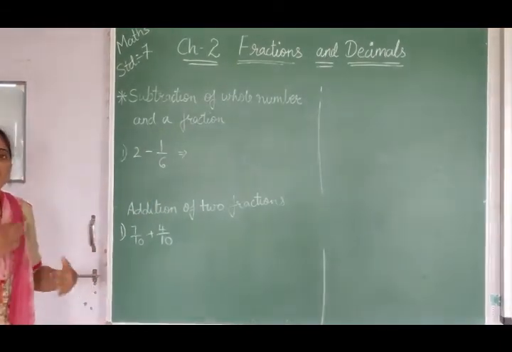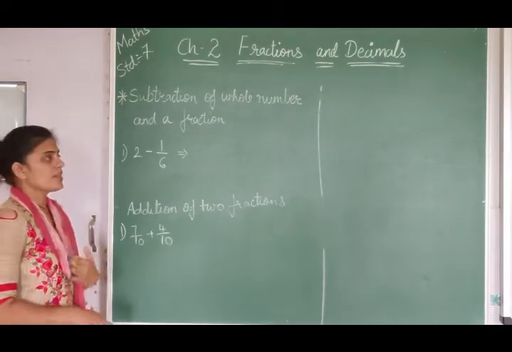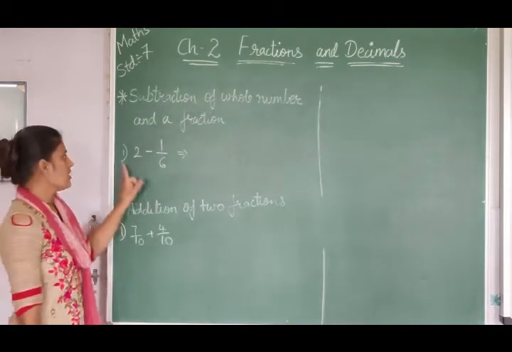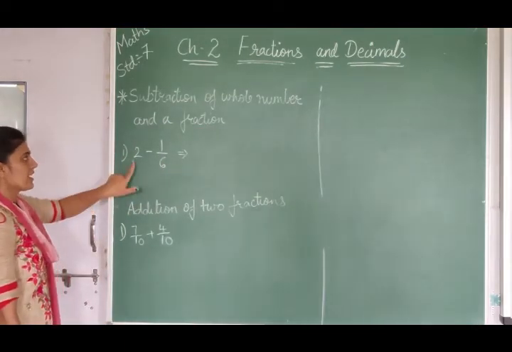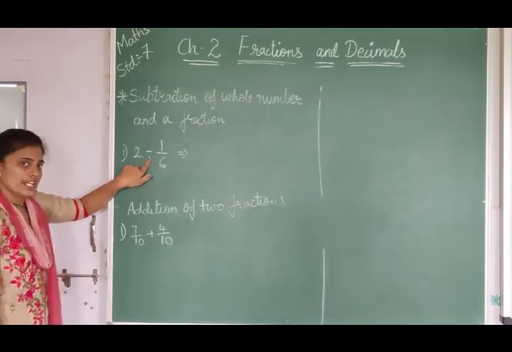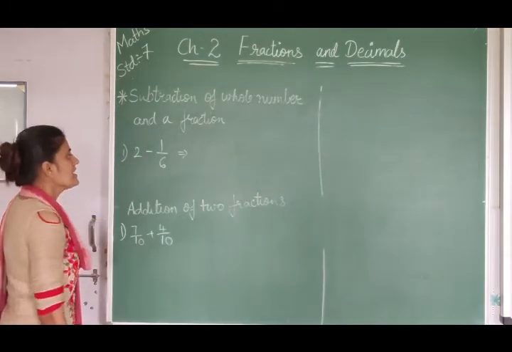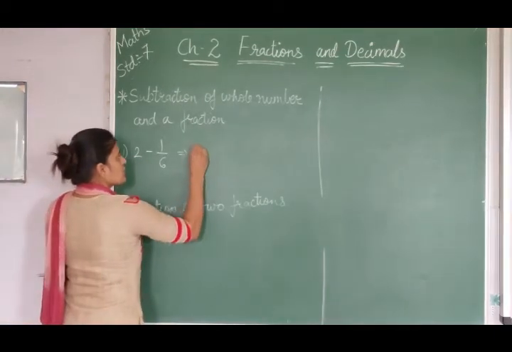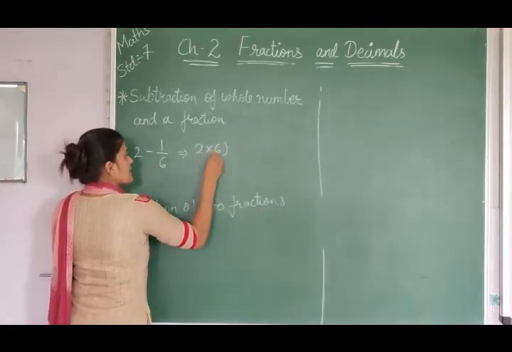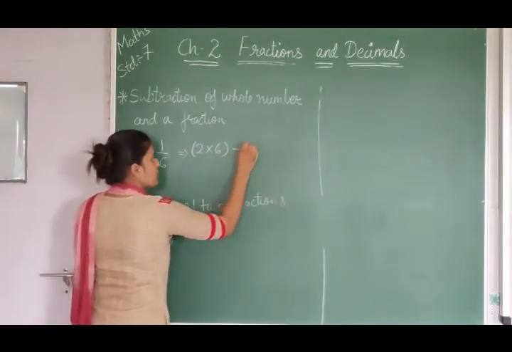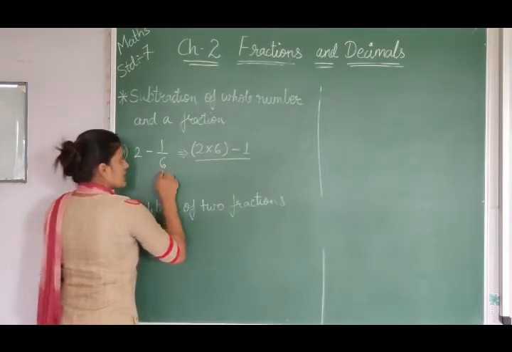Now what we have learned about addition, now we will learn about subtraction. Same subtraction, a whole number and a fraction. Here you can see I have taken the same digits, 2 and 1 by 6, and here subtraction is there, so I have put a negative sign. So 2 minus 1 by 6. The same process we have to do. 2 we have to multiply with 6, so 2 multiplied by 6. After that we put this minus sign, after that this 1 we put upon 6.